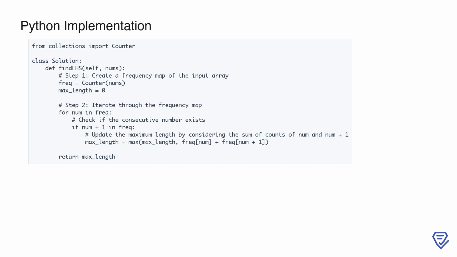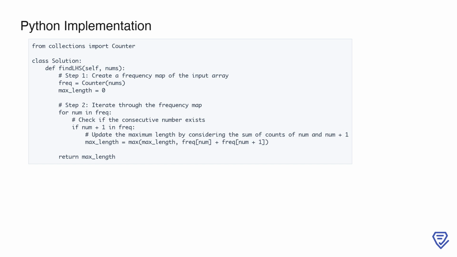2. Inside the findLHS method, we create a frequency map of the input array nums using Counter(nums). This map tells us how many times each number appears in the array. 3. We initialize a variable max_length to 0. This will track the length of the longest harmonious subsequence we find.